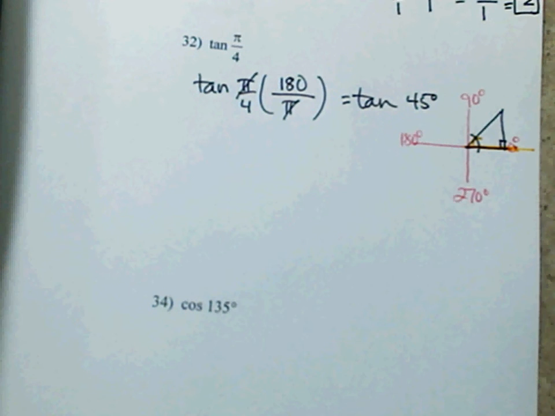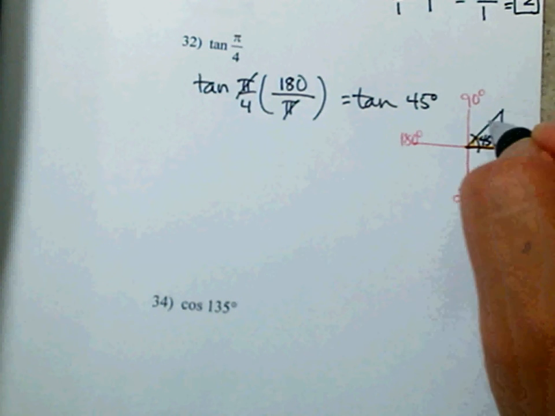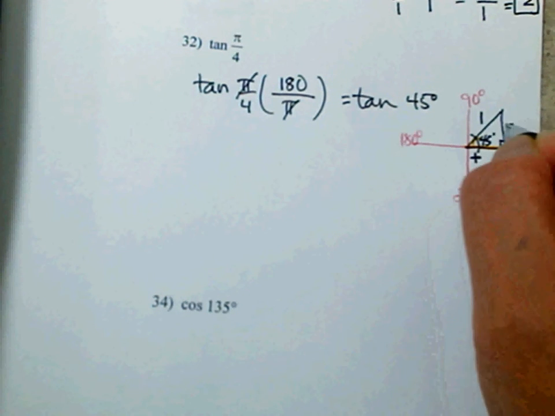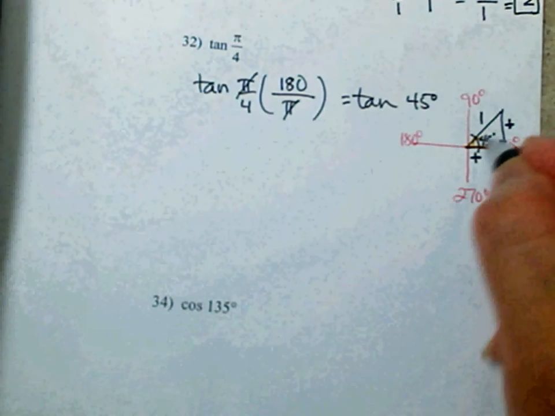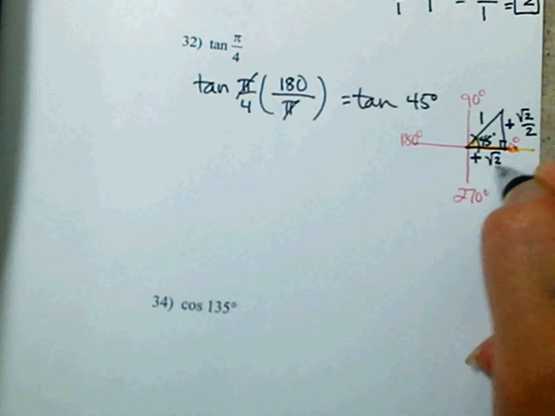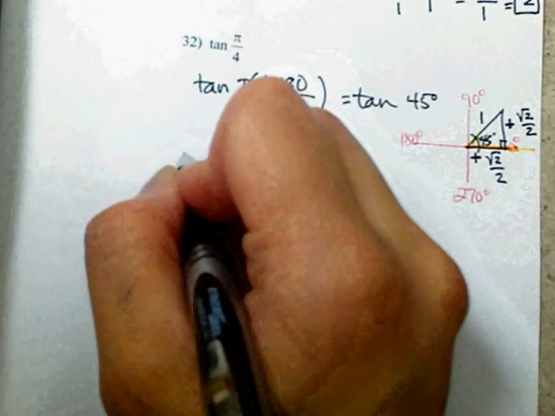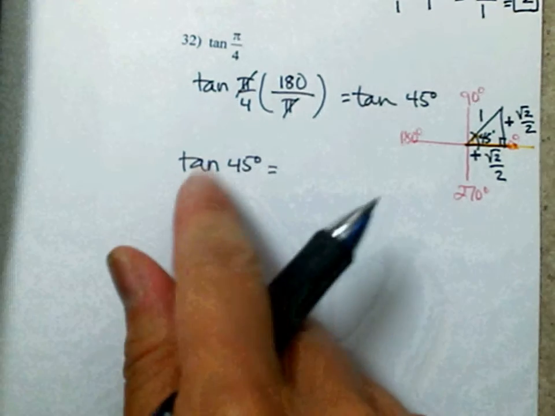Going to the right is positive. Going up is positive. Look at your reference angle again. 45 across from it is square root of 2 over 2. Over here, square root of 2 over 2. Okay, so there's your ratio. So, tangent of 45 degrees. Please write the word tangent 45 degrees. Tangent is opposite over your adjacent. Here's your reference angle. What is opposite from it?